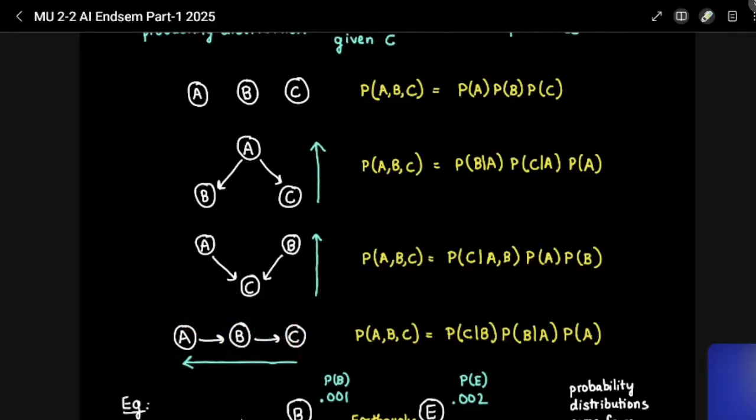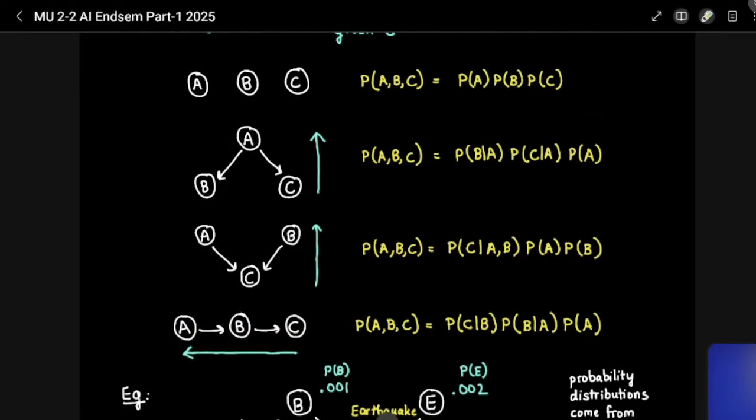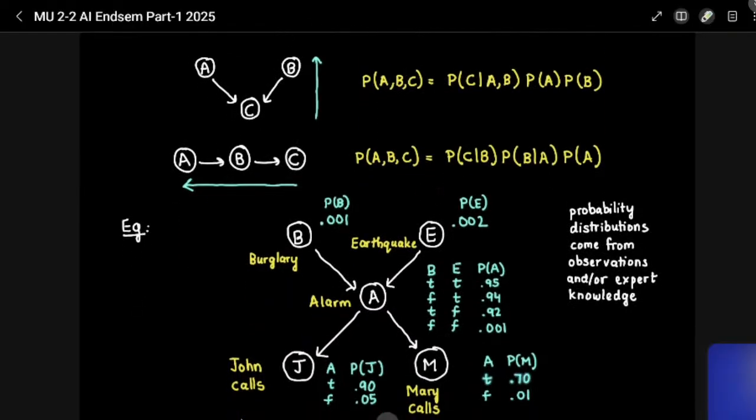Then you write probability of A, but A is not dependent on anything, so you simply write probability of A. So this is how you write probabilities. Now we'll look at an example. We'll look at a Bayesian network.